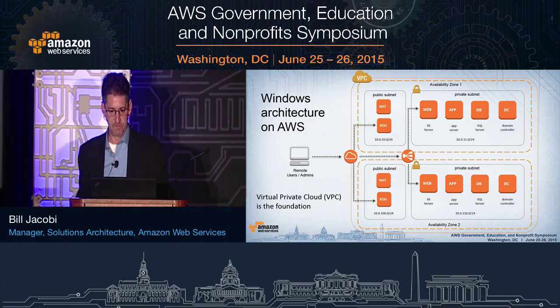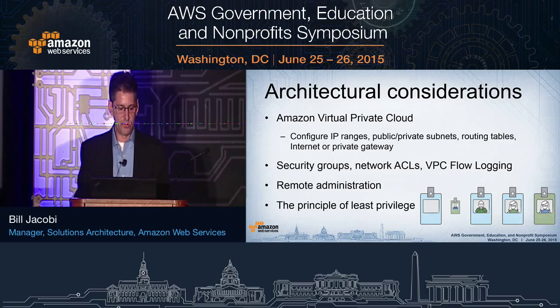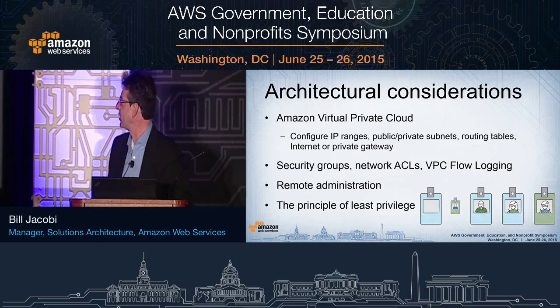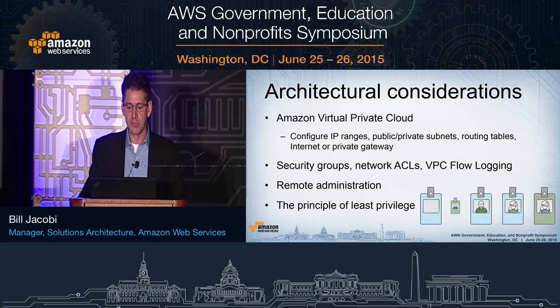Okay, so let's jump into some of the key architectural considerations. The first is the virtual private cloud. This is the way that you identify your network enclaves. The virtual private cloud, like I said, allows you to configure the IP ranges that you're using for cloud virtual machines, including public and private subnets.